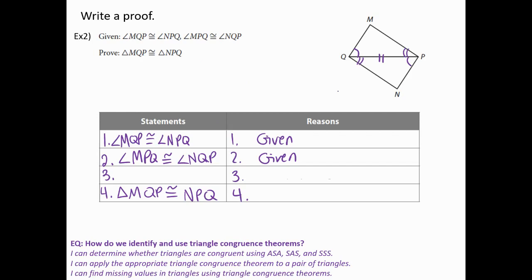Now we have to be careful because we have to match it up. Matchy, matchy, matchy. Here's what I mean. In the first triangle, it's listed Q and P. But in the second triangle, it's listed P and Q. Because our triangles kind of face different directions, even though that side is the same, we're going to say QP is congruent to PQ, like that.